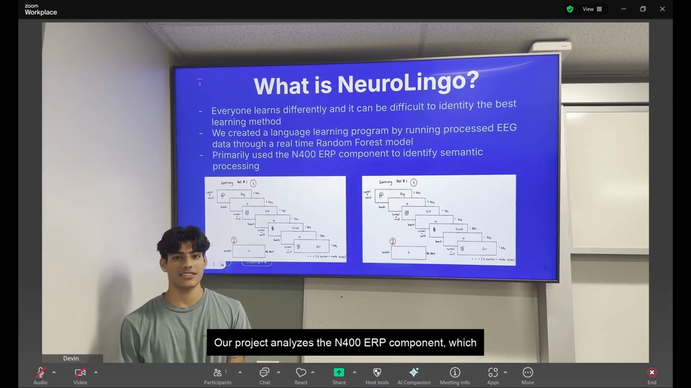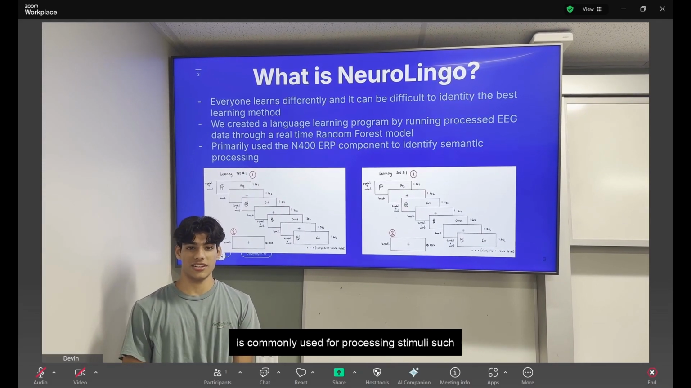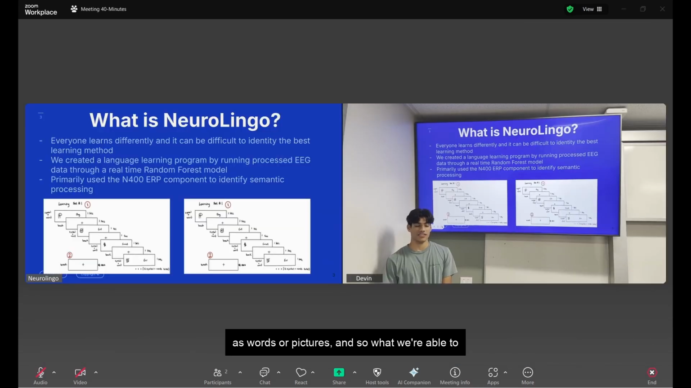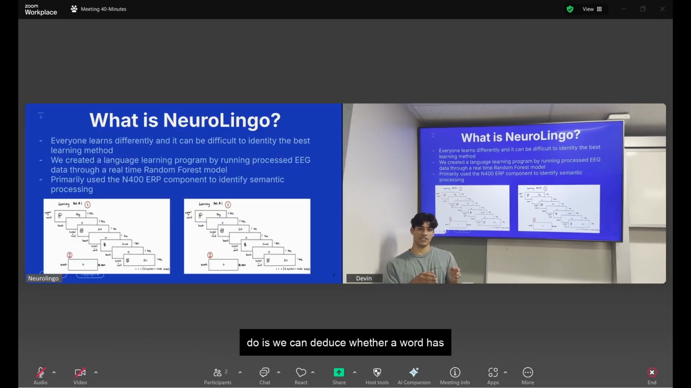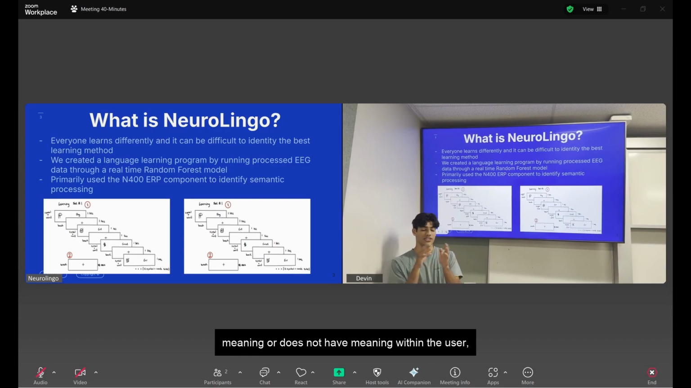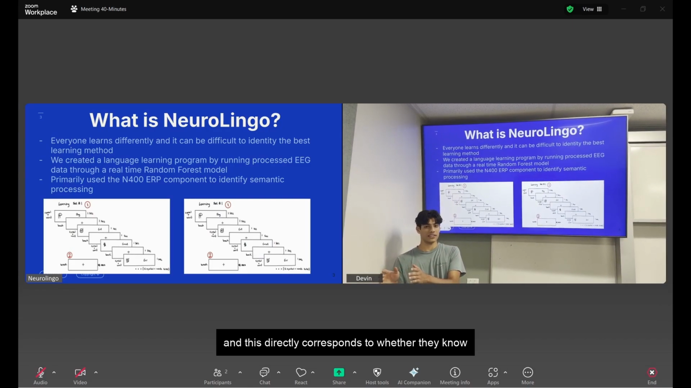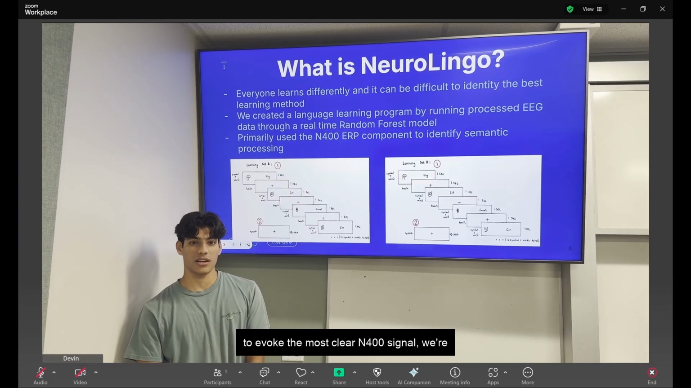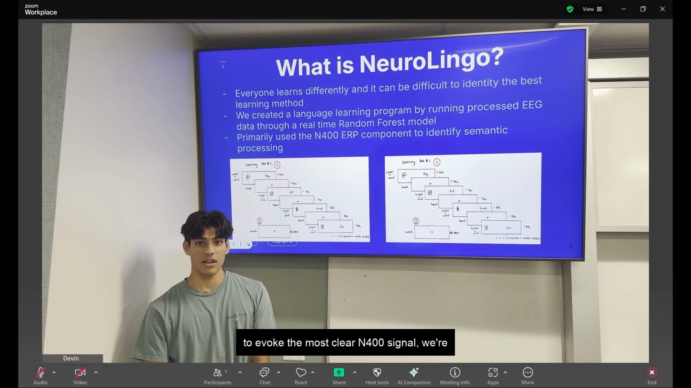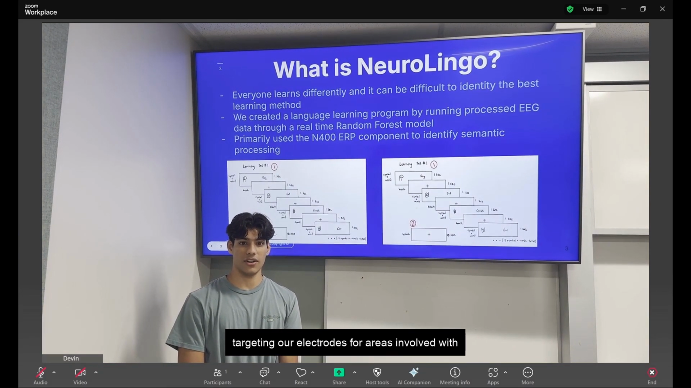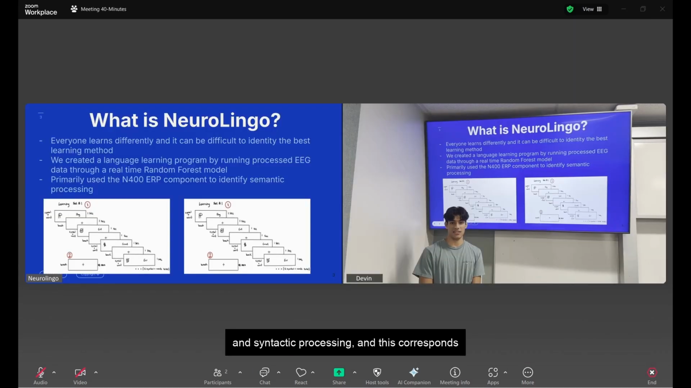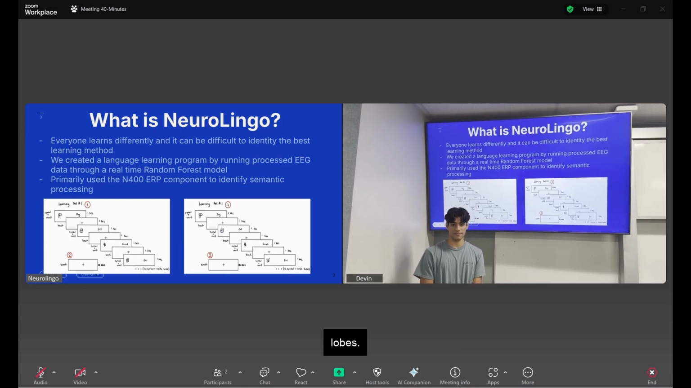Our project analyzes the N400 ERP component, which is commonly used for processing stimuli such as words or pictures. And so what we're able to do is deduce whether a word has meaning or does not have meaning within the user, and this directly corresponds to whether they know the word or do not know the word. In order to evoke the most clear N400 signal, we're targeting our electrodes for areas involved with language comprehension, nonverbal communication, and syntactic processing. This corresponds with the left frontal, left parietal, and temporal lobes.